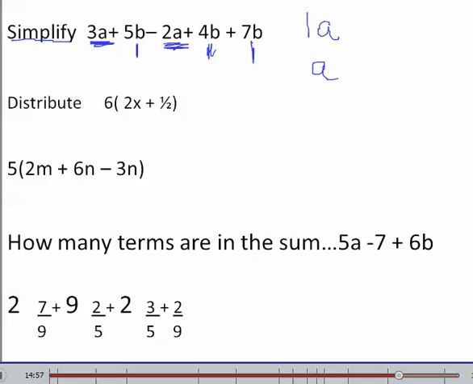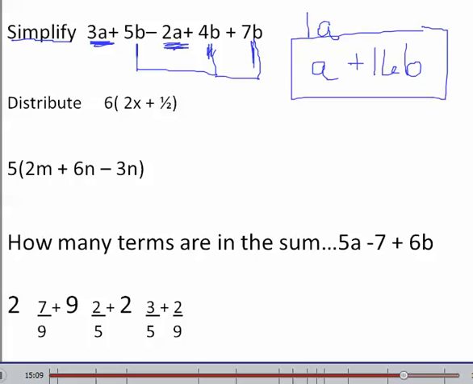My b's, I've got 5 and 4 more, that's 9, and 7 more is 16. So plus 16c. That's my final answer. I cannot combine those because they are not like terms. I could put a 1 in front of my a.